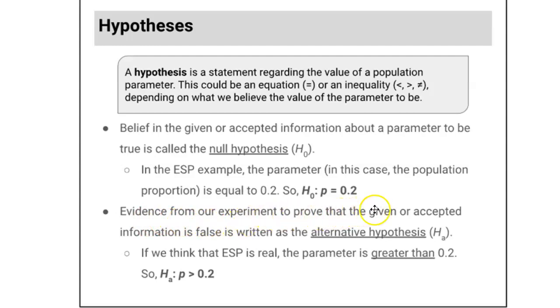Evidence from our experiment that could prove that the accepted or given information is false is going to be the alternative hypothesis. So you could think of the null hypothesis as status quo, as what everyone believes. And you could think of the alternative hypothesis as the idea that we're trying to disprove something that everybody believes. Alternative hypothesis being another explanation. So null hypothesis is any difference from the accepted value is just by chance. And the alternative hypothesis is saying any difference from the given value is because of some reason, because the value is actually greater than or smaller than that number.